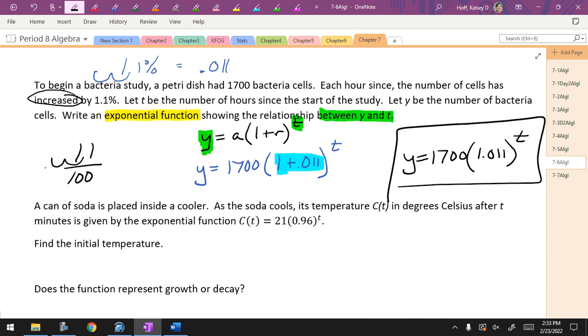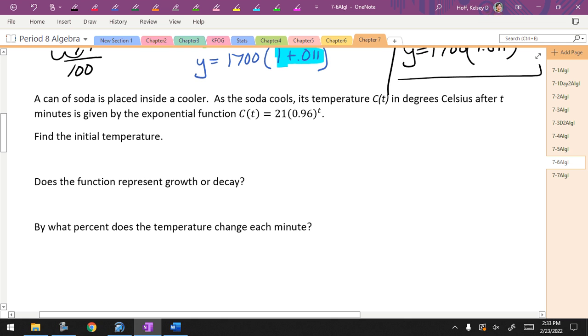Okay? So now let's evaluate or interpret what my function means. A can of soda is placed inside a cooler. As the soda cools, its temperature, C of t, in degrees Celsius, after t minutes is given by the exponential function C of t equals 21 times 0.96 to the power of t. Find the initial temperature. Is it growth or decay? And by what percentage does the temperature change each minute?